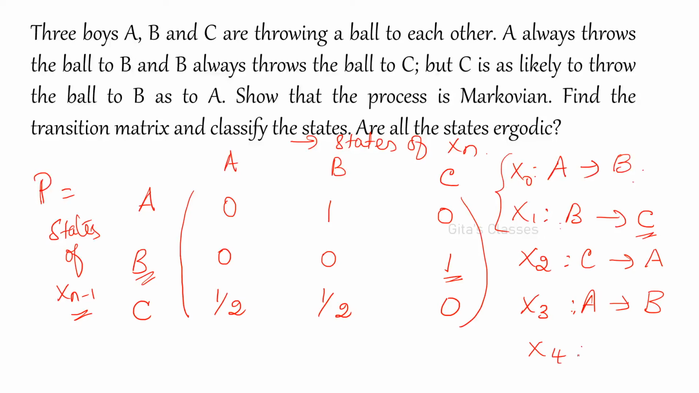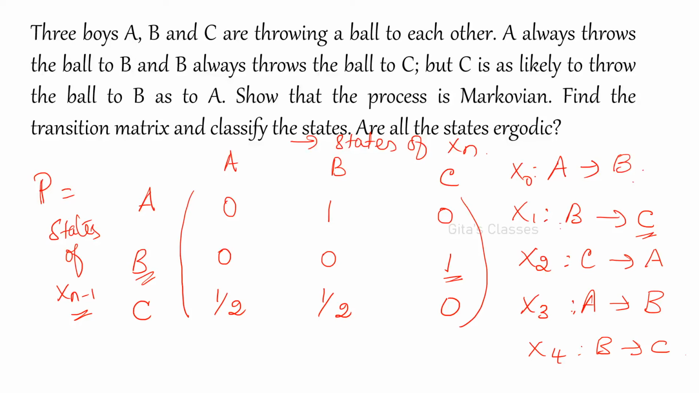Similarly, if you consider x4, B can throw only to C. This depends because the ball is with B, you have to throw it to C. Understood? So x4 does not depend on x0, x1, x2. It depends only on the previous state. Therefore, it is Markovian. When will you say that it is a Markov process? When the nth state depends only on the n minus 1 state. If it depends on the previous 2 states, it is of order 2. That is not there in our syllabus. Only first order is there.